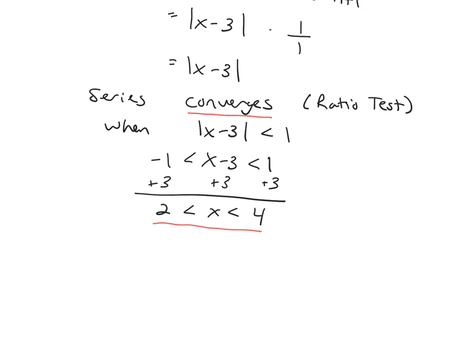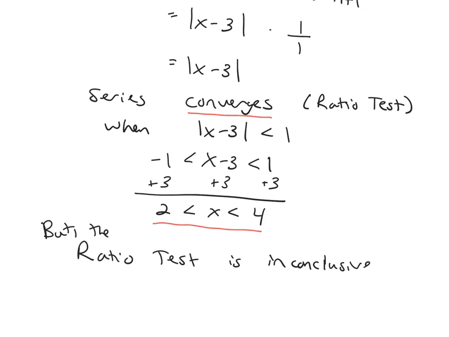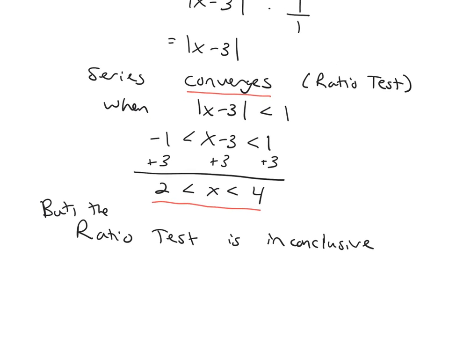So let me say this. But the ratio test is inconclusive when our limit, which was the absolute value of x minus 3, is equal to 1.